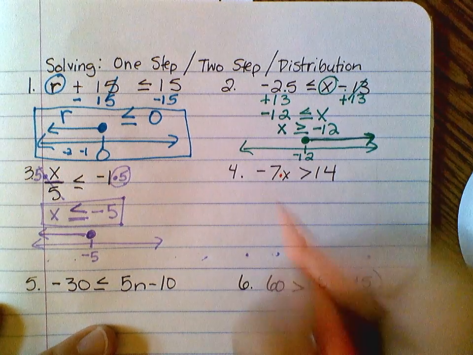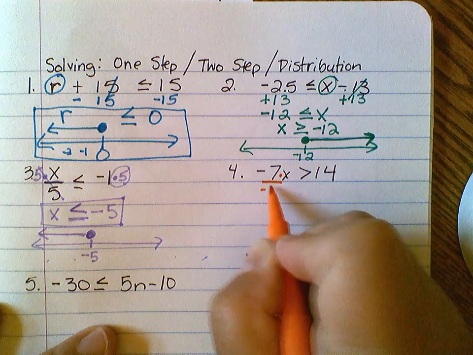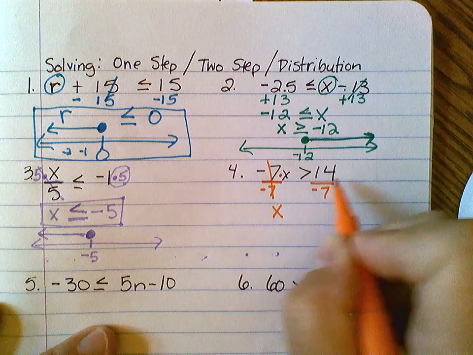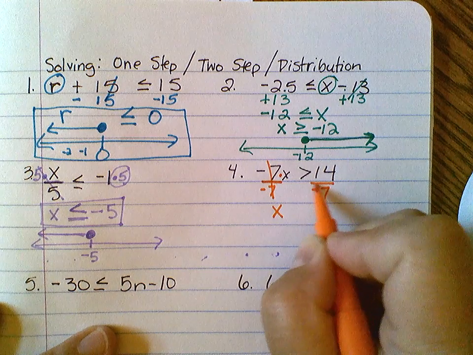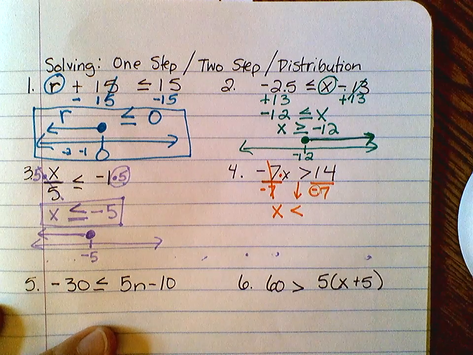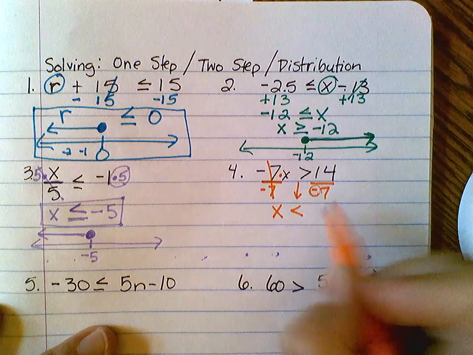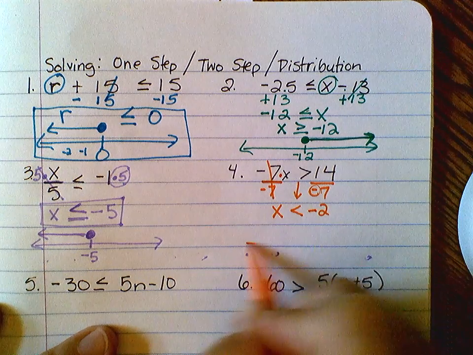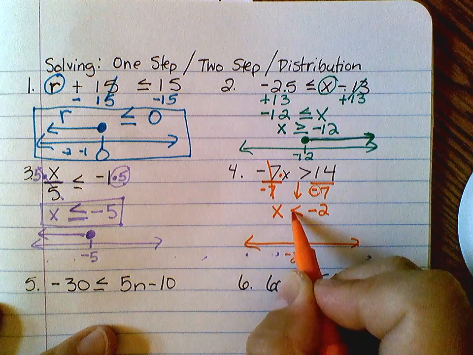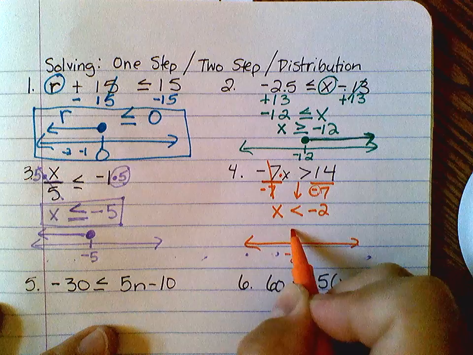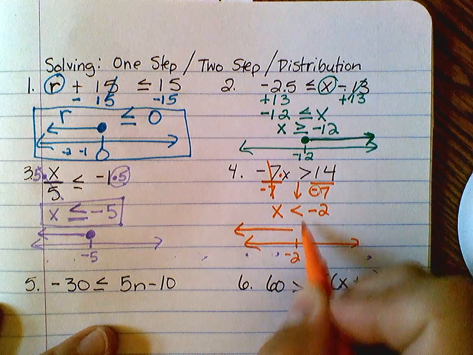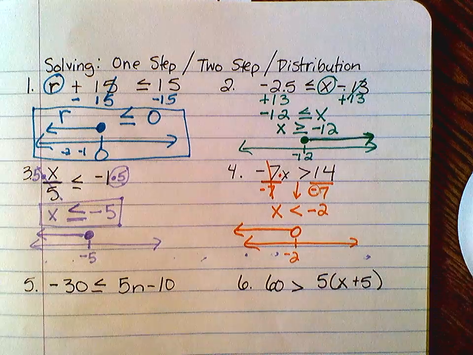Here, I have multiplication, so to undo that, I will divide. So I'll bring down my x, and this time I did divide by a negative number, so I will flip the symbol. 14 divided by negative 7 is negative 2. So I go to negative 2. All the numbers less than are on the left-hand side, and then it's strictly less than negative 2, so I'll use an open circle here.